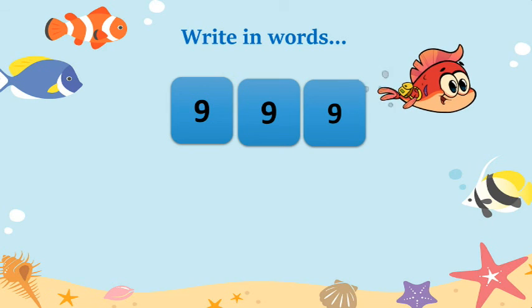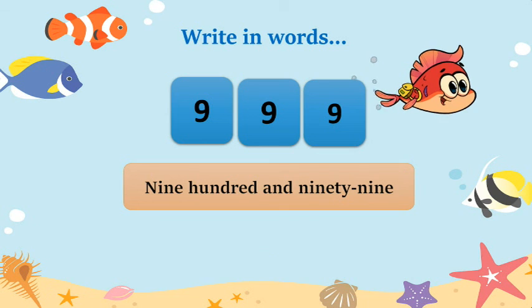This is 919. Is it correct? No, yes, this is 999. So let's see how can we write this figure in words. Yes, 999. I hope you understood how you can write numbers in figures and words.